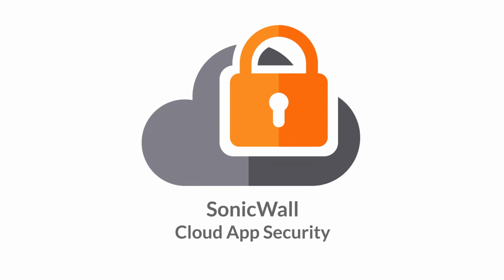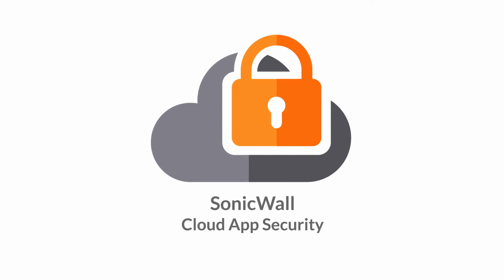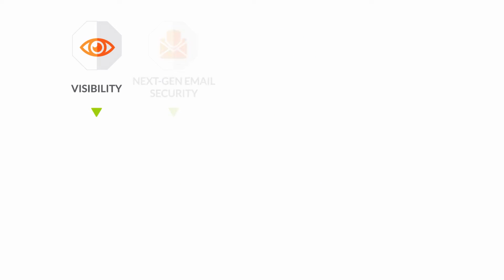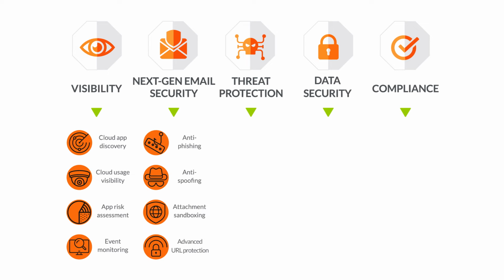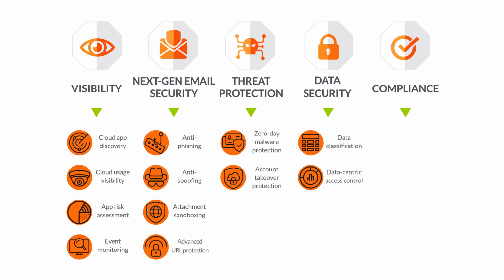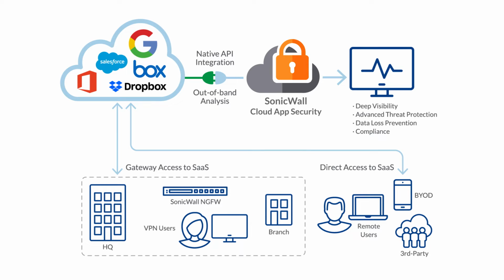But SonicWall Cloud App Security offers a more effective and seamless approach to securing your SaaS applications, with complete protection that combines all the capabilities of a next-gen CASB and comprehensive email security, so you can protect your organization's entire SaaS landscape. And Cloud App Security integrates directly with the cloud application's native APIs, so you can secure email, data, and user identities without introducing overhead or latency issues.